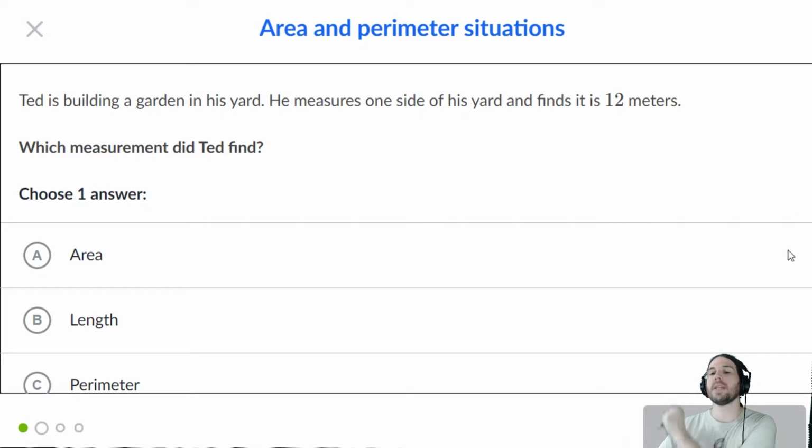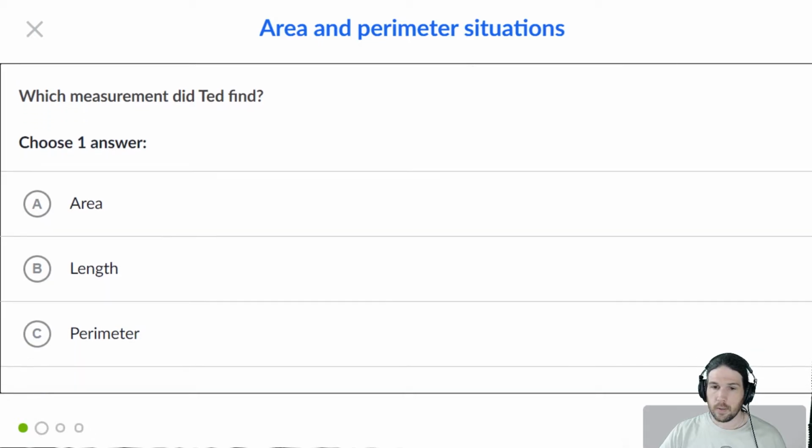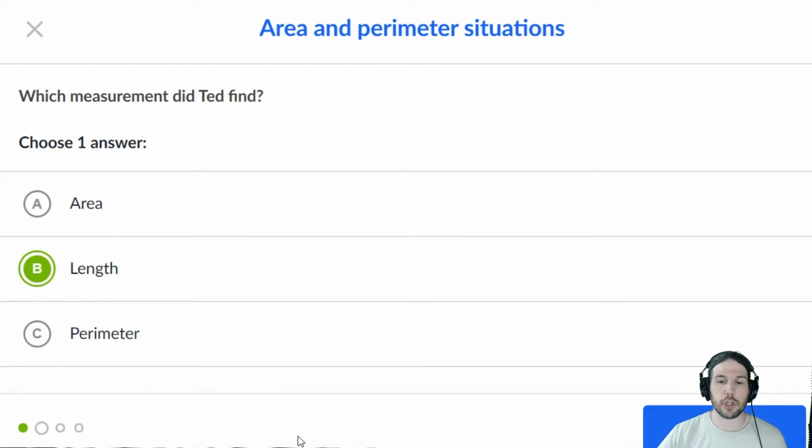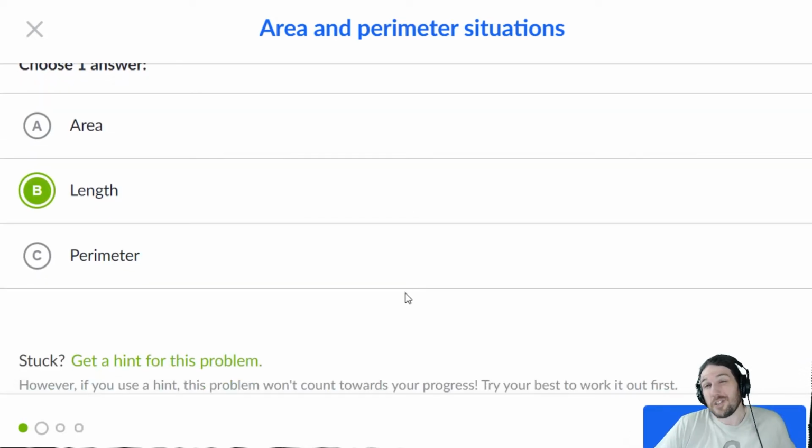Ted is building a garden in his yard. He measures one side of his yard and finds it to be 12 meters. Well, it's not an area because it's just meters. If it was area, it would be square meters. It's not the perimeter because the perimeter would be the length all the way around the garden. So it's just the length, or just the width if you prefer. Again, length and width are interchangeable so long as you keep track of which is which once you define it for any given problem.